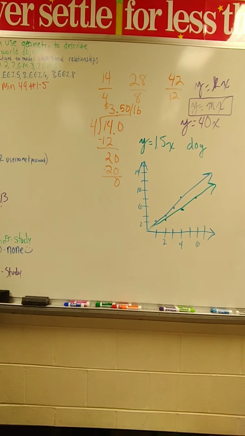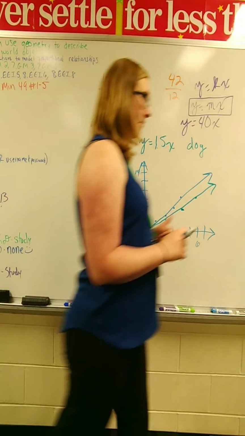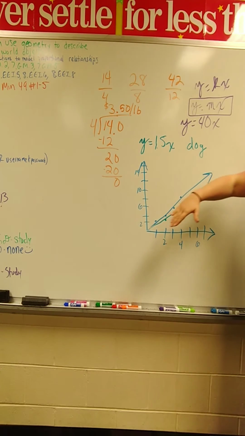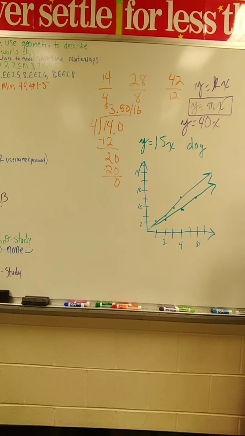In this situation, which one is faster? The cat. Because it's smaller. Not necessarily. Because the line for the heartbeat of the cat lies above the line for the heart rate of the dog, that means it goes faster. Okay?